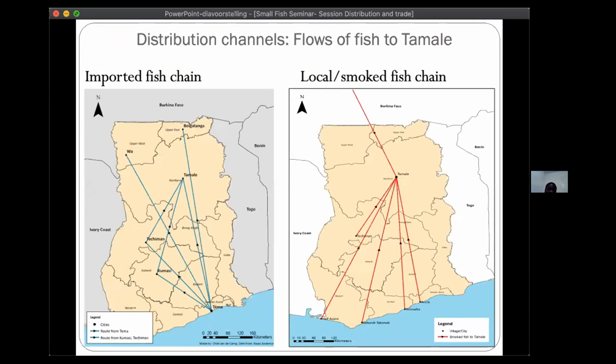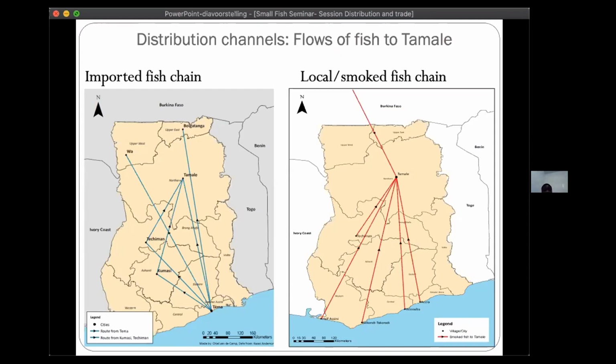So the first figure depicts flows of imported fish to Tamale. Coastals in Tamale, in Bolgatanga and in Wa, that is, coastals in the northern part of the country, get their stocks from Tema in the southern part of the country. So various arrangements are used to get the fish.